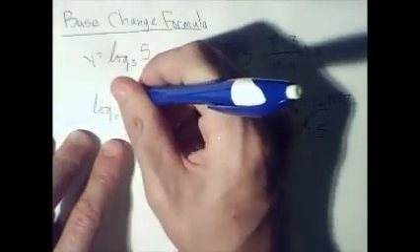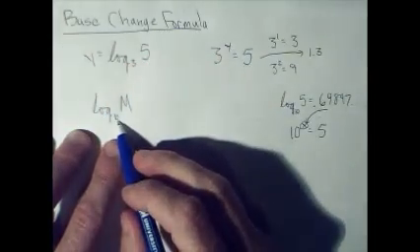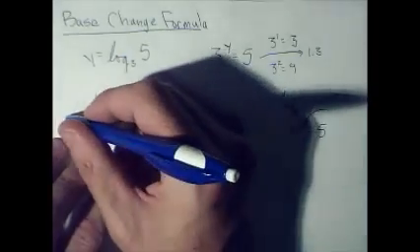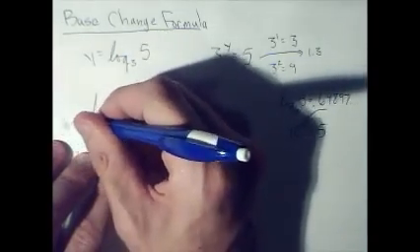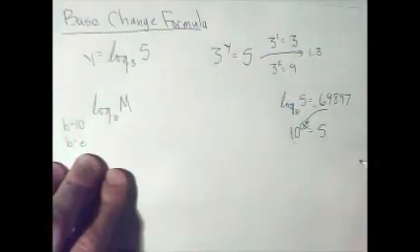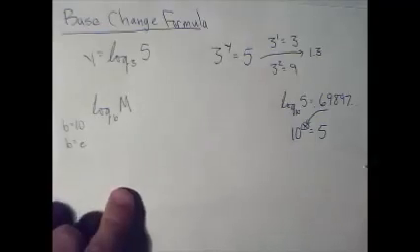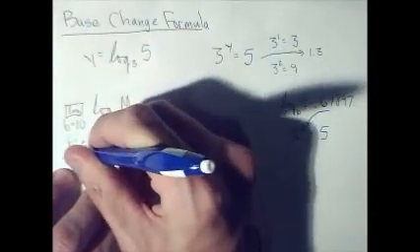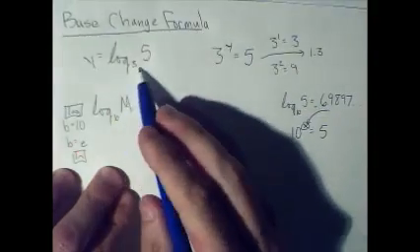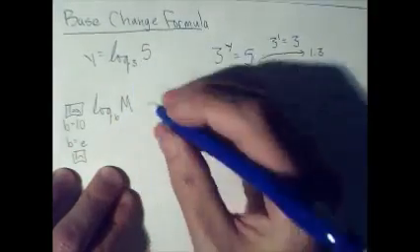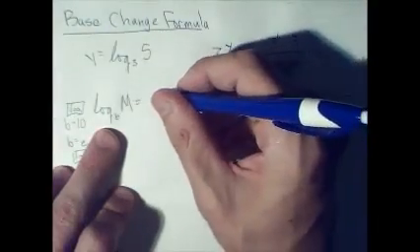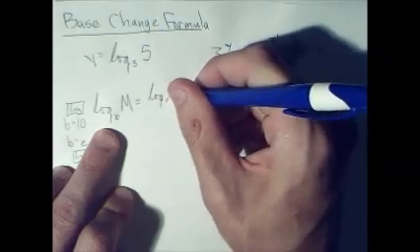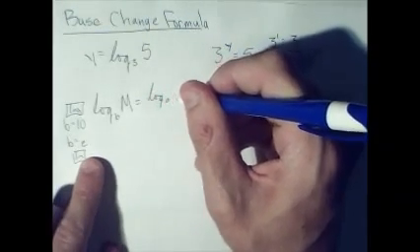So we have what's called the base change formula. The only bases we like are base 10 and base E. Those are the ones that we have a button on a calculator. We have the log button. We have the natural log button. Anything else, unfriendly. And that's why we have this formula. We can change it to say log base anything we want. The ones we're going to pick are 10 and E.